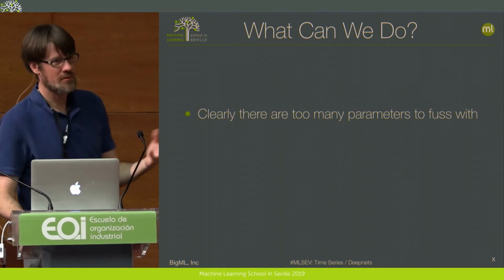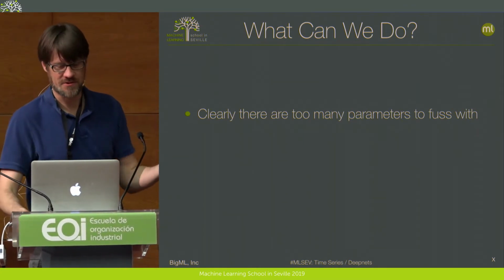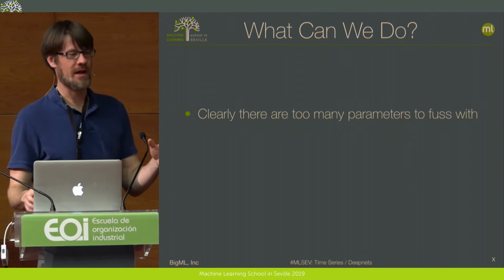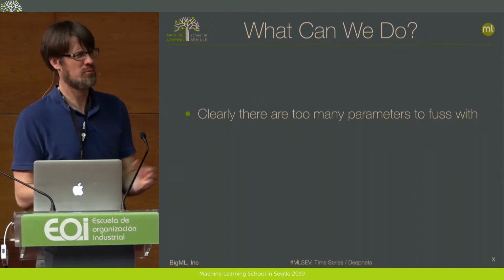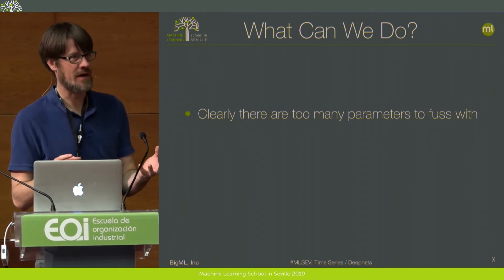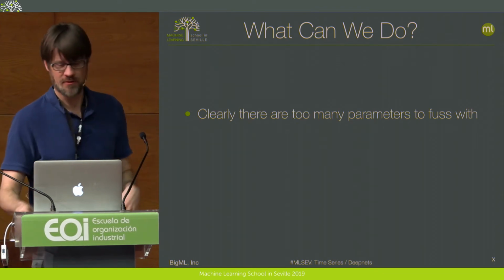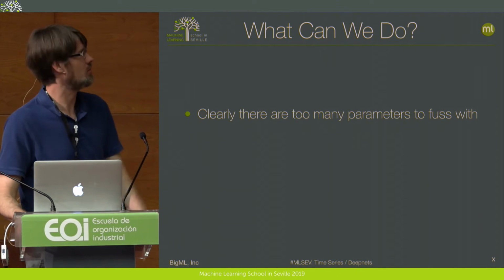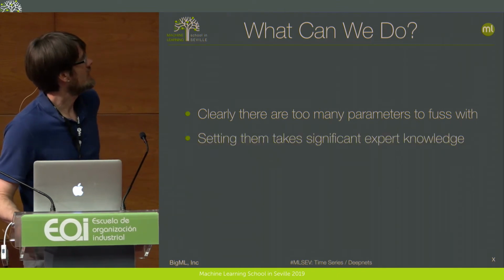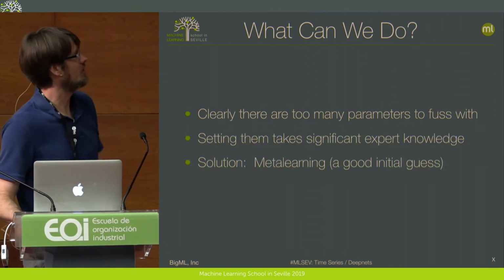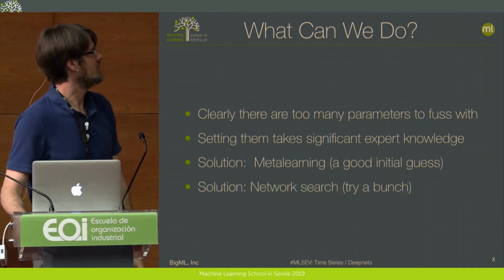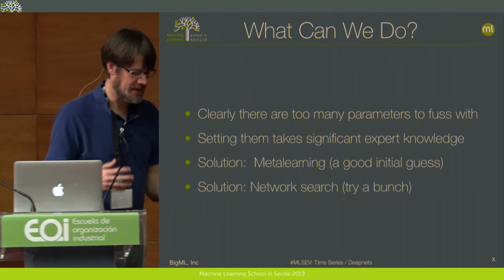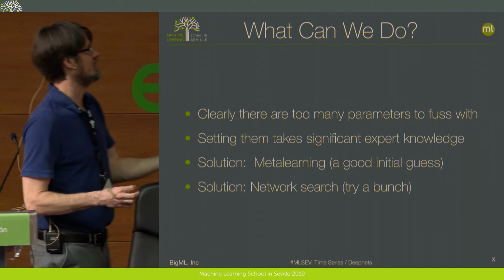And so clearly there are too many parameters to do this by hand. There are dozens and dozens of these things. Nobody, including deep learning experts, really has a comprehensive idea of how they all work together. There's not a lot of theory in deep learning yet. There's try it and see if it works. So setting them takes significant domain knowledge. And so at BigML we take a couple of steps to try to help this process out.